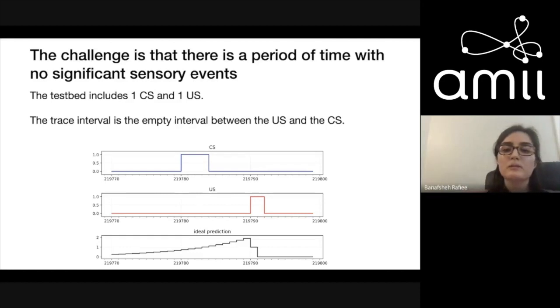So I see what you're saying, but the thing is that the return has non-zero values even before the CS onset. So we can just say that the best thing that we can do is to predict after the CS onset, but the ideal prediction looks like this.